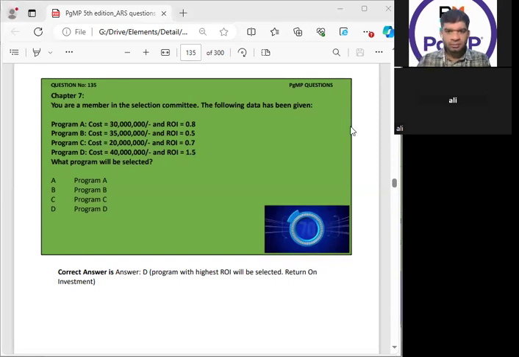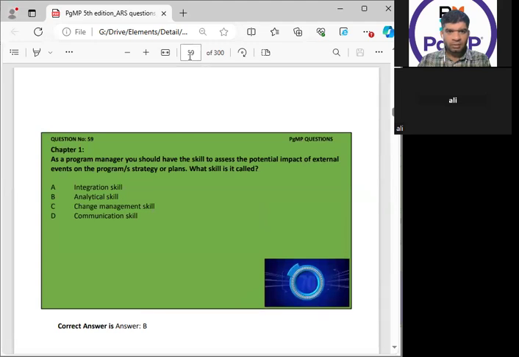Okay, question 59. This is a very subjective matter, even though I always got confused about the skill set. This is only the English question, so nothing to worry about. This question may not come. As a program manager, you have the skills to assess the potential impact. The skill to assess is only about how you forecast. This is an analytical skill, but this is an English question that will not come in the exam. Nothing to worry about. Don't spend time on this.